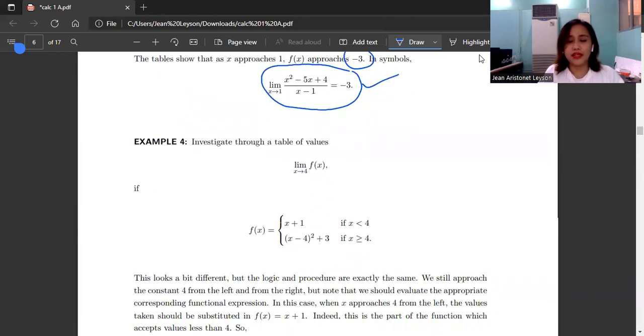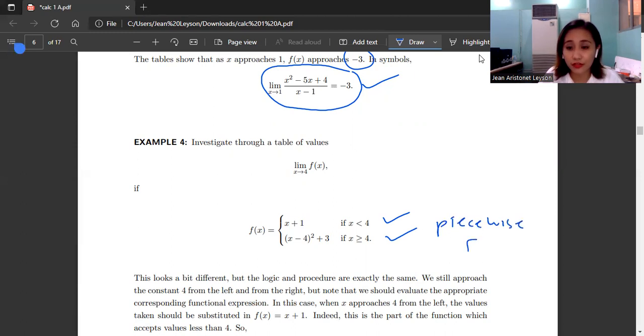So how about this one? Investigate through a table of values the limit of the function as x approaches 4 if we have a piecewise function. So f of x is equal to x plus 1 if x is less than 4, and x minus 4 squared plus 3 if x is greater than or equal to 4. Again, if you can still recall, this is what we call a piecewise function.